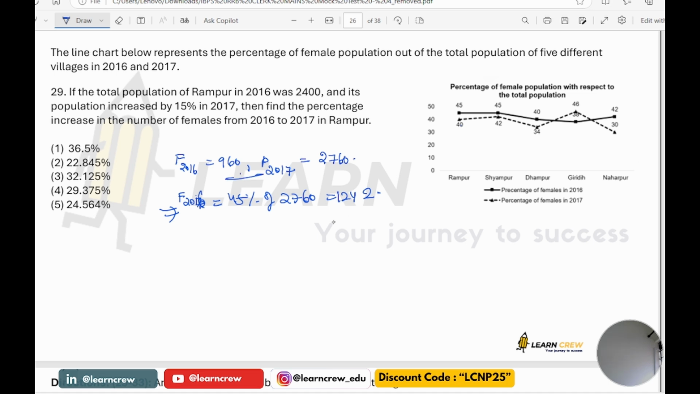960 becomes 1242, means 282 on 960. 282 on 960 is how much percentage? It is very close to 30, 29.375.